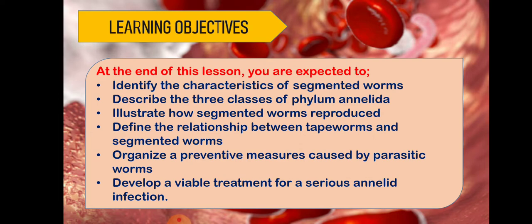At the end of this lesson, you are expected to, first, identify the characteristics of segmented worms. Second, describe the three classes of phylum Annelida. Third, illustrate how segmented worms reproduce. Fourth, define the relationship between tapeworms and segmented worms. Then, organize a preventive measure against diseases caused by parasitic worms. And lastly, develop a viable treatment for a serious annelid infection.